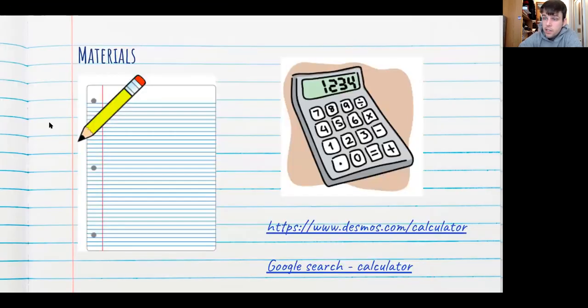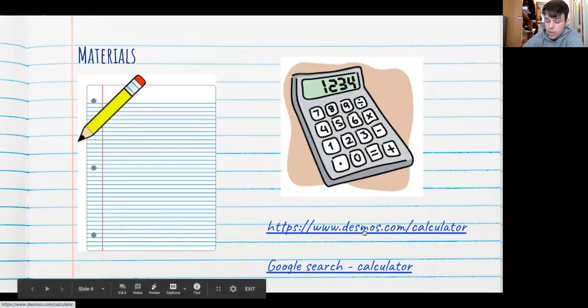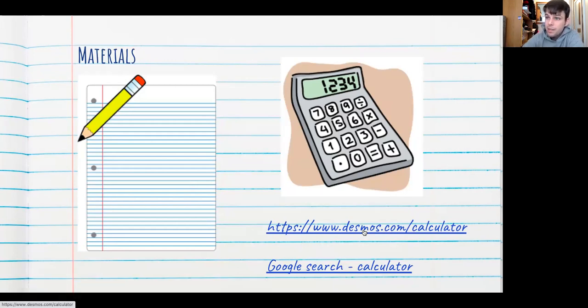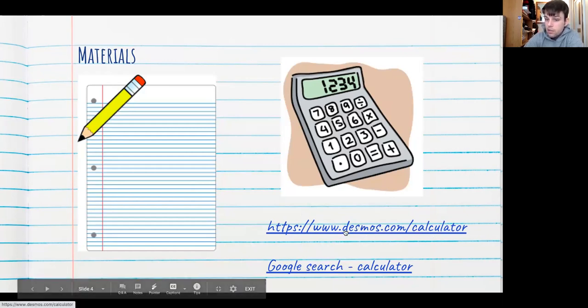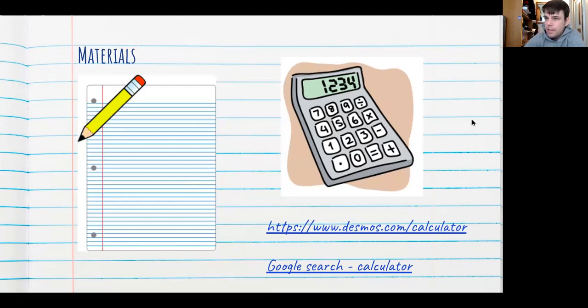All right, so some materials you're going to want to have on hand: pencil and paper, calculator. If you need a calculator and you don't have one, you can use your phone. They have calculators there. We just need them to do multiplication. You could also open up desmos.com/calculator. You can just type that in, or you can just Google search a calculator, and Google has a calculator that shows up. And all we really need it for is some quick multiplying for today.